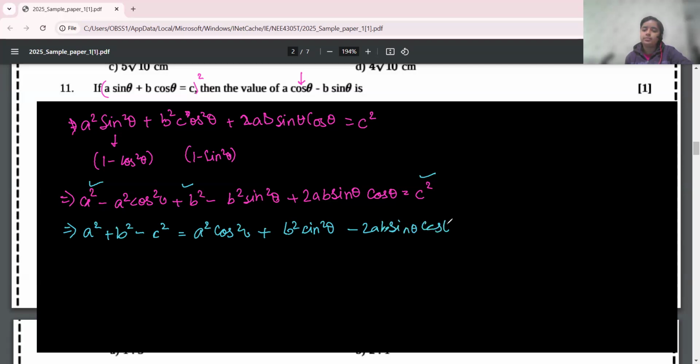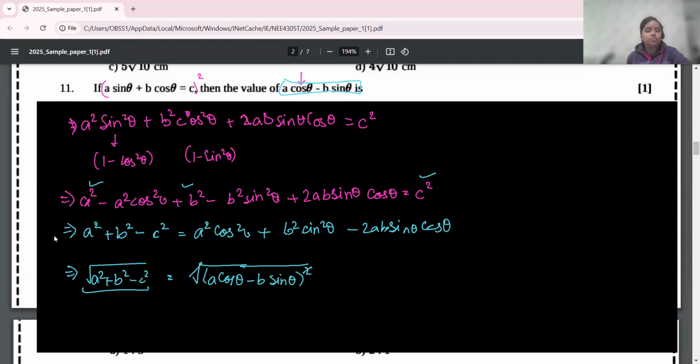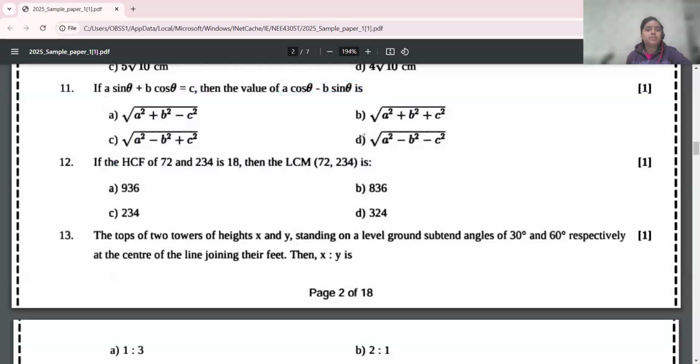cos theta. Now this is nothing but the formula of A cos theta minus B sine theta, the expression we wanted, whole squared. Thus we get root of A square plus B square minus C square is equal to under root A cos theta minus B sine theta squared. So root and square get cancelled out. And here we have, let's check out the options. Yep, option number A, we get our answer.